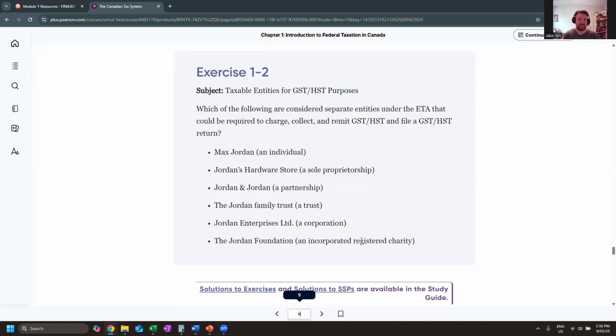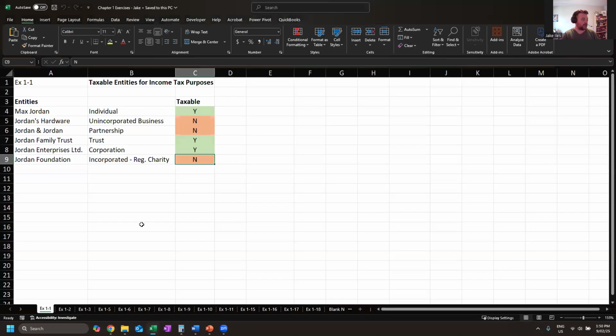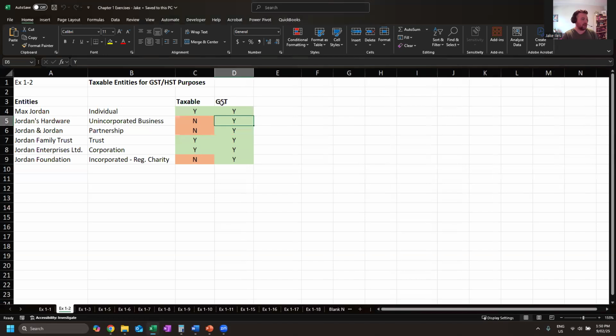Sometimes charities can raise money by selling goods. And if they are selling goods, then they should be collecting the sales tax from those transactions, and they may have to be remitting those. So our solution spreadsheet for those same 6 entities is going to look slightly different when we consider the sales tax application. So for GST and HST, it's a yes for everything. Anything can be applied for the sales tax because that's a matter of activity, not entity type.